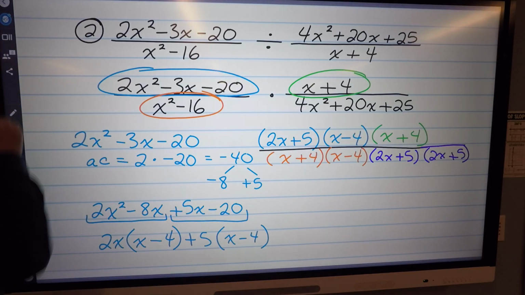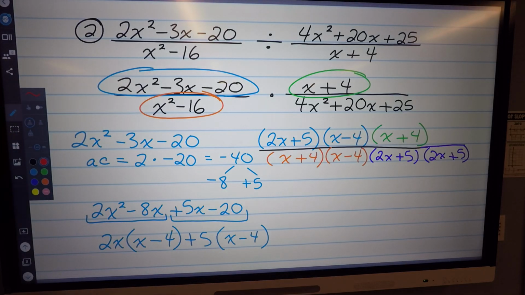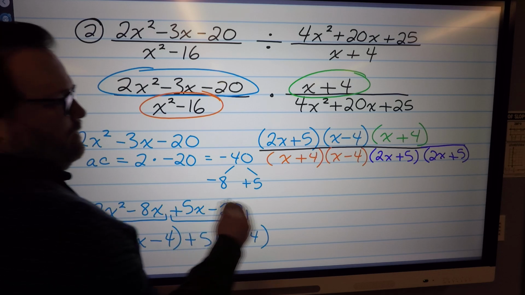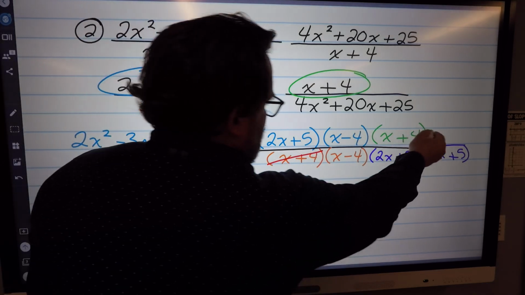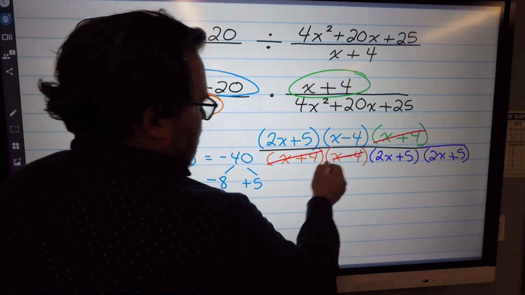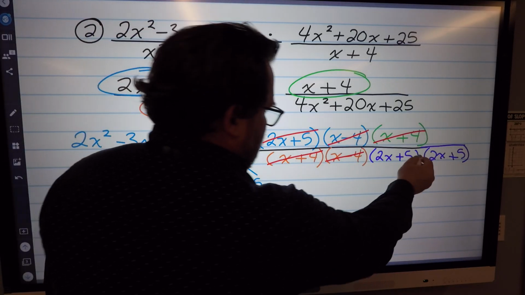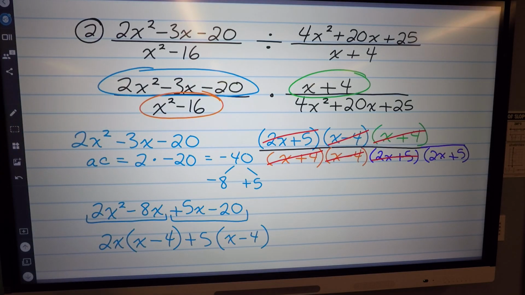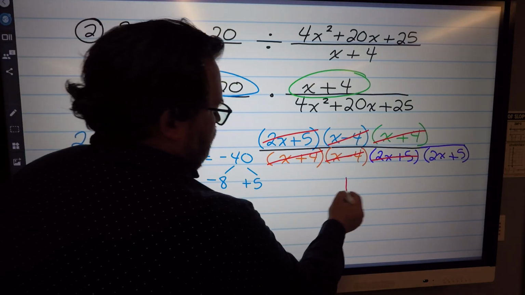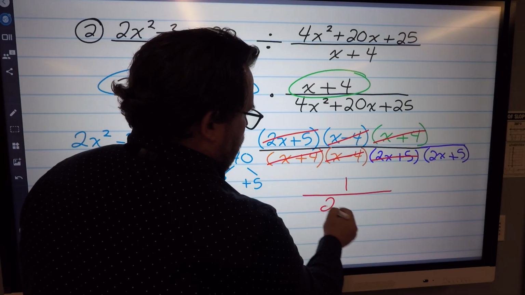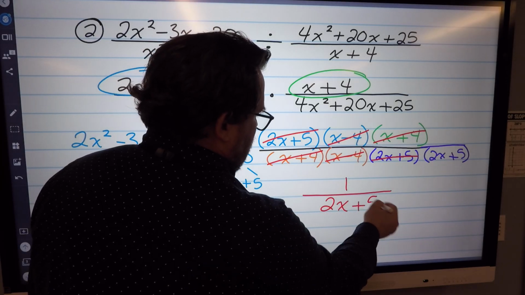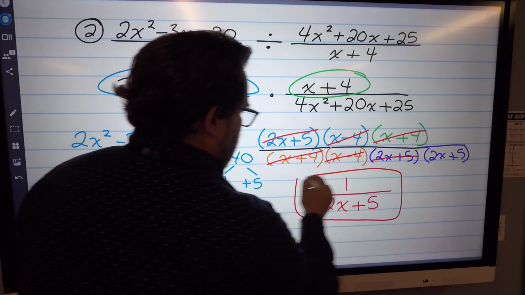Okay, now we can cancel out our common binomials. So x plus 4 cancels with x plus 4 here, x minus 4 cancels with x minus 4 here, and 2x plus 5 and this 2x plus 5 cancel. Everything on top is canceled, so we're left with 1 over 2x plus 5 as our simplified form.